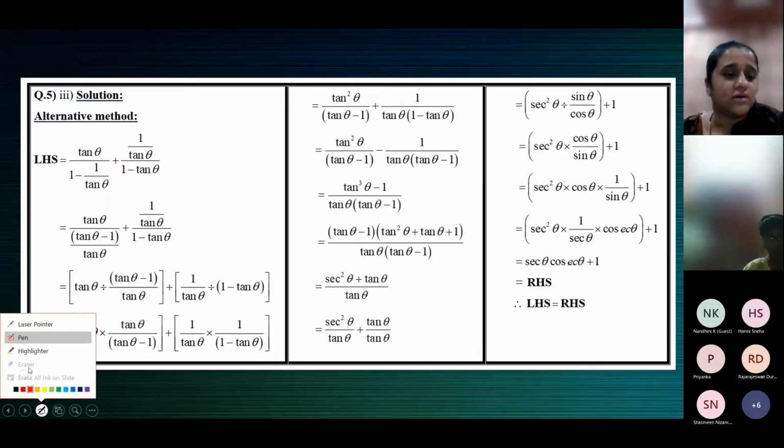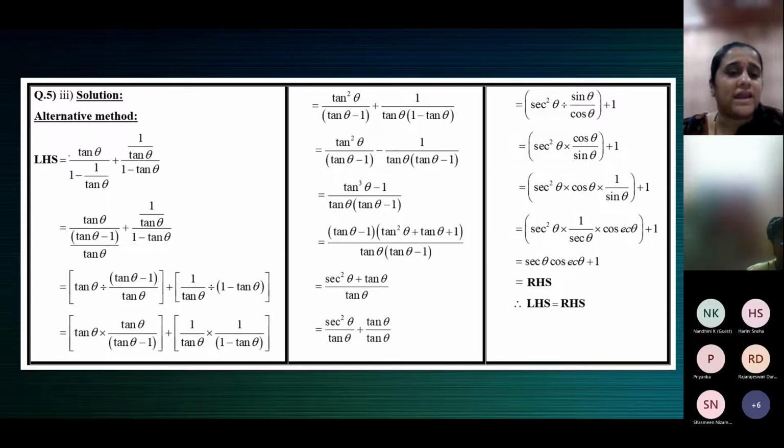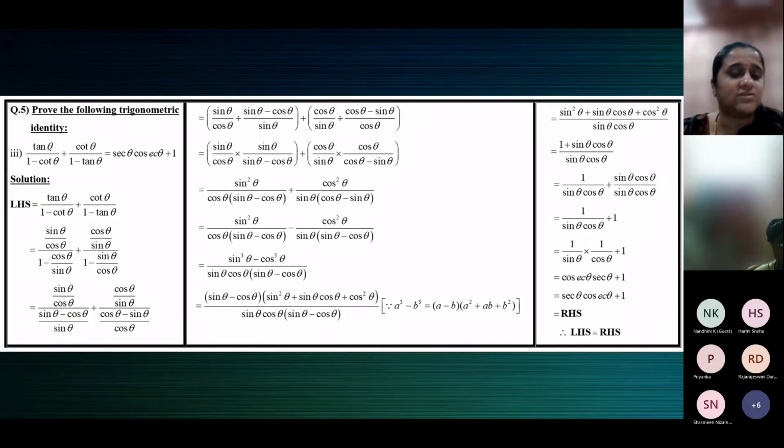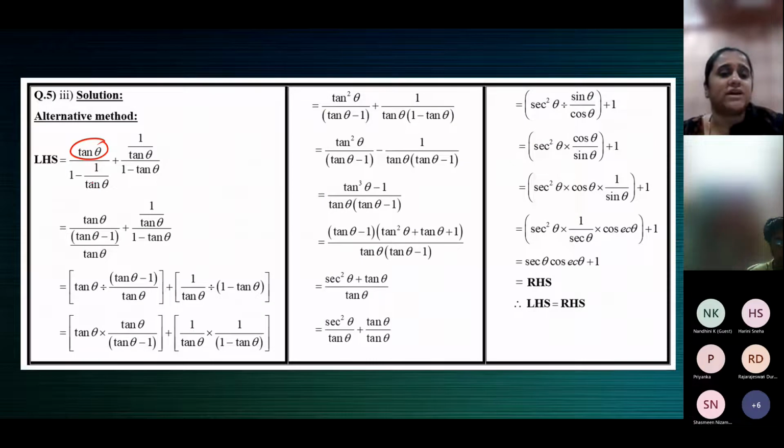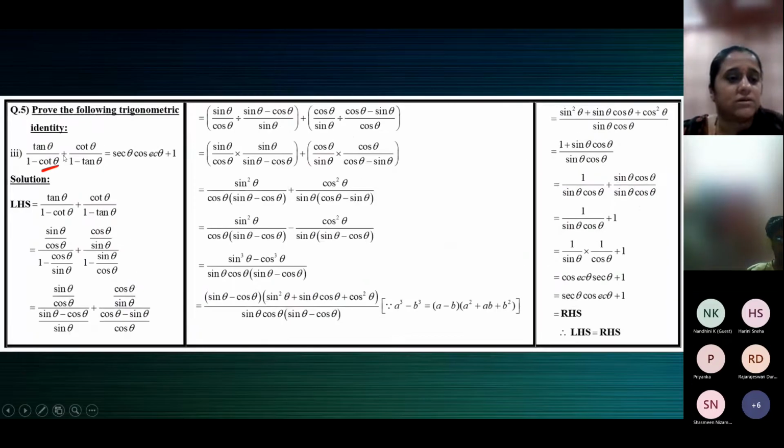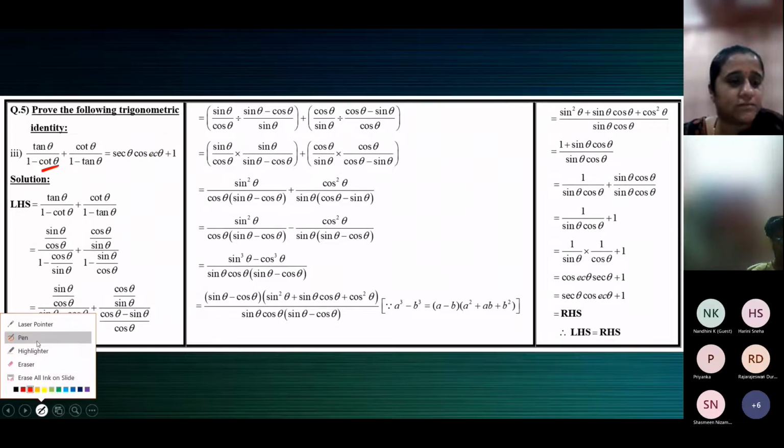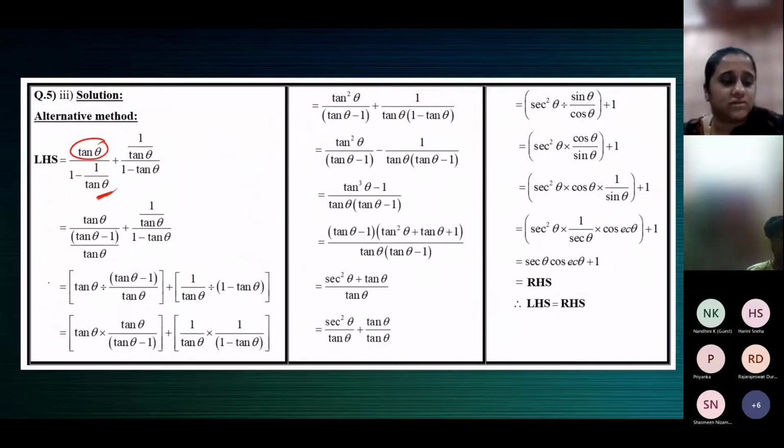All right. Okay. So see here, the LHS is tan theta by 1 minus cot theta. I've written cot theta as 1 by tan theta. Let me write the LHS here. LHS is equal to tan theta divided by 1 minus cot theta plus cot theta by 1 minus tan theta. This is the LHS.